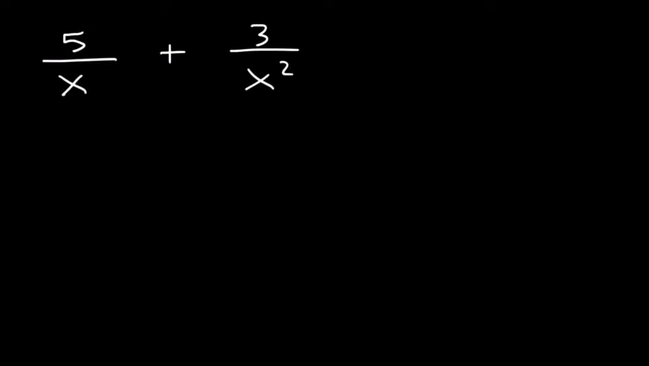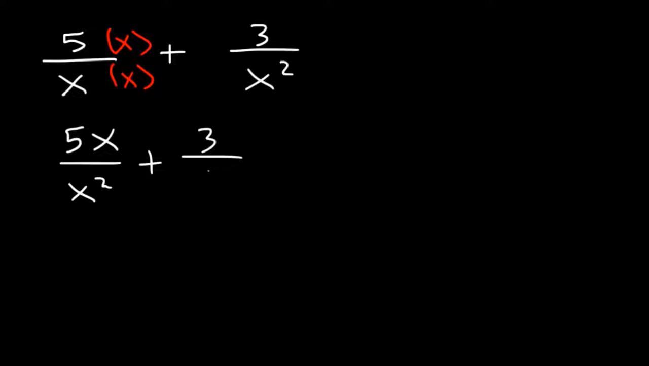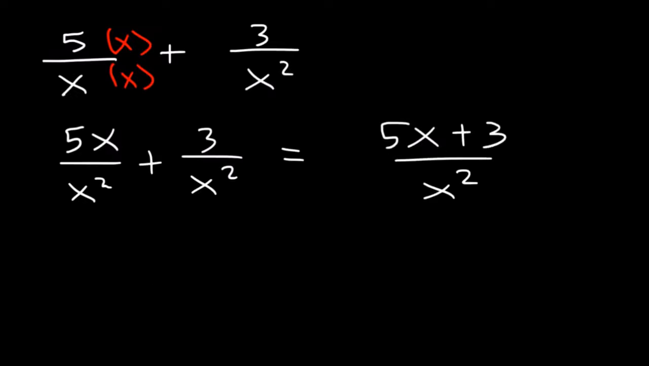So we need to multiply the first fraction on the left by x over x, so that the denominators will both be x squared. So this is 5x over x squared plus 3 divided by x squared. Now we can write this as a single fraction, 5x plus 3 over x squared. So that's going to be the answer.